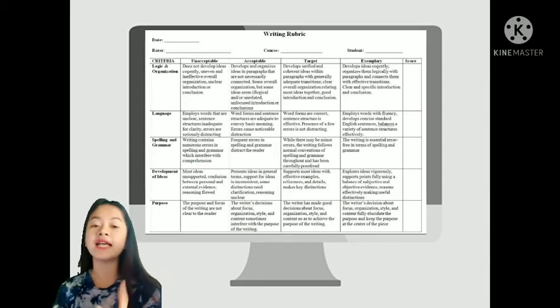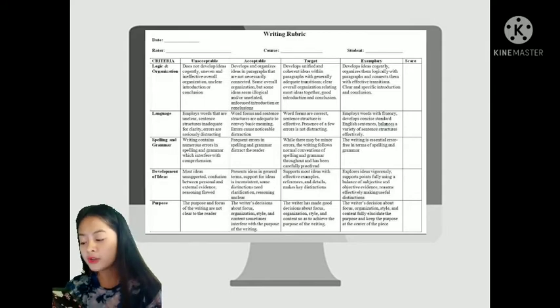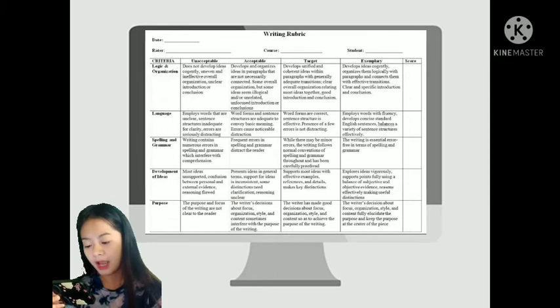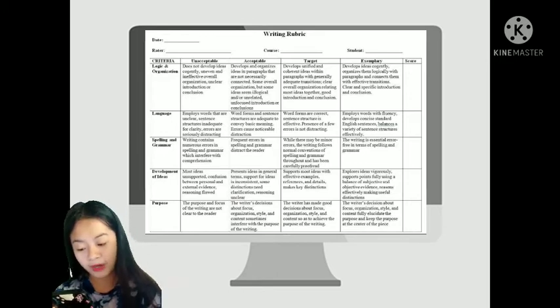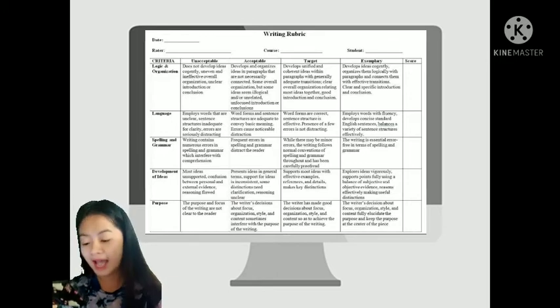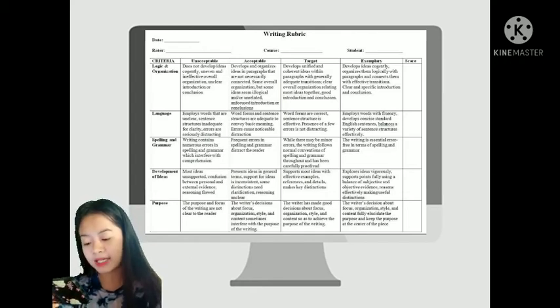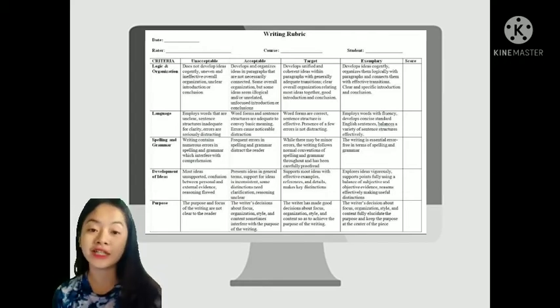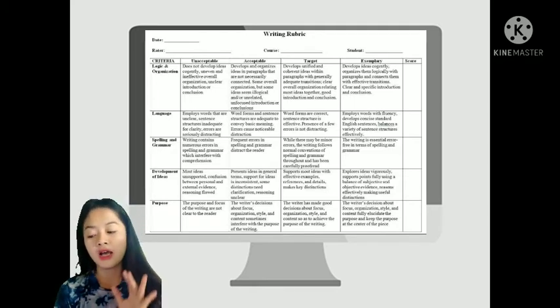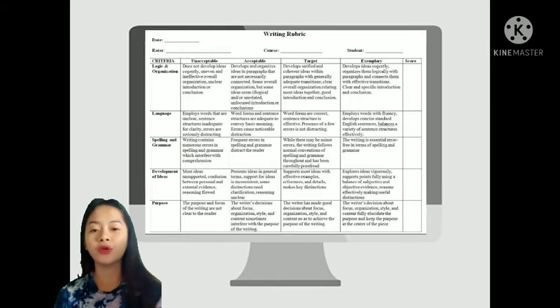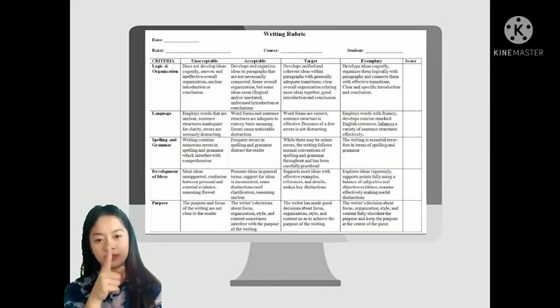For the last part, the purpose. How to get exemplary points for purpose. The writer's decision about focus, organization, style, and content fully elucidate the purpose and keep the purpose at the center of the piece. So those are the examples of how to make a good rubric for your students.